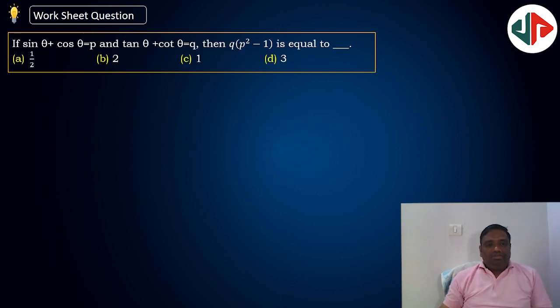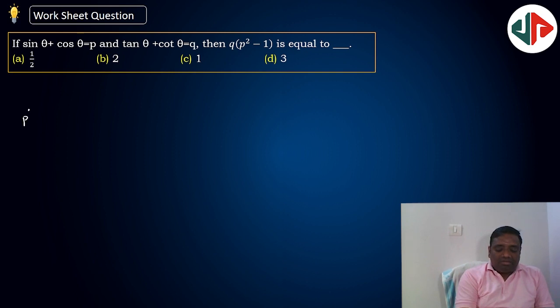Next one is also the same thing. Sin theta plus cos theta is equal to p and tan theta plus cot theta is equal to q. Then what is the value of q times p square minus 1? Let us simplify those values. First I want the p square value. P square means what is the value here? Sin theta plus cos theta whole square.